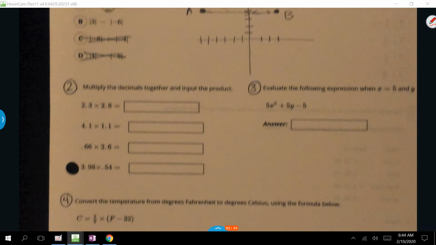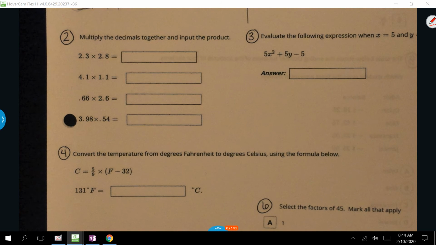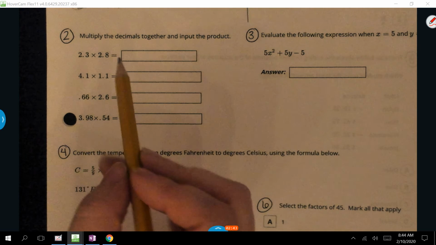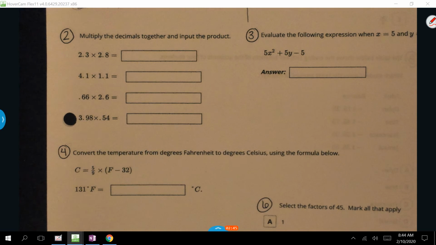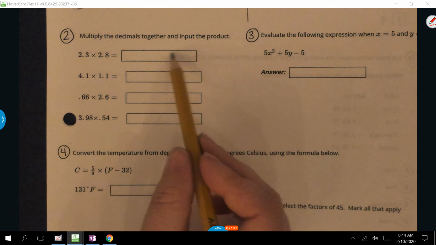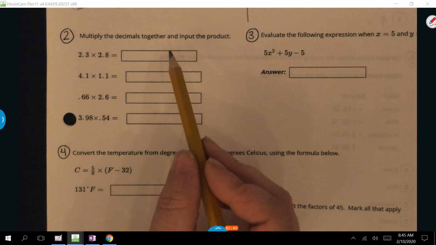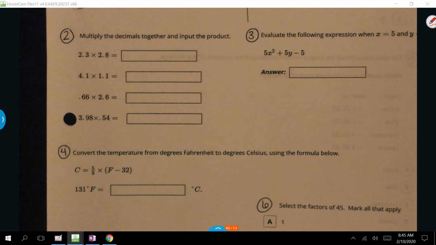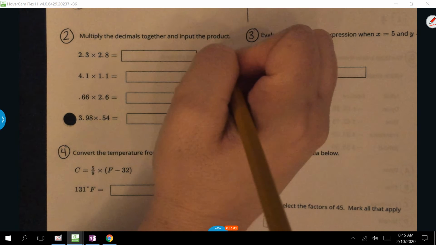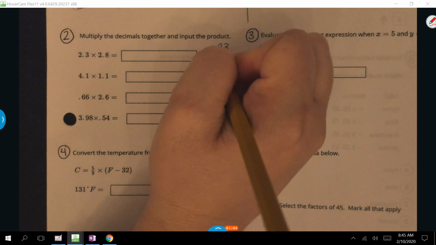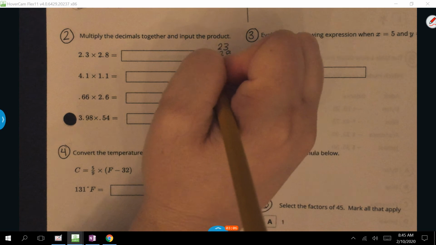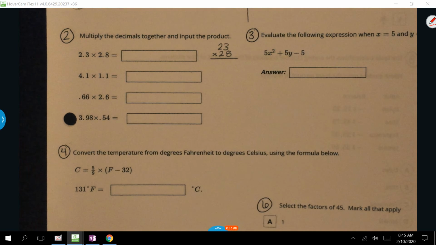All right. Let's look at number 2. Again, we're not using calculators. For number 2, it says multiply the decimals together and input the product, which just means write your answer in the box. So when I'm multiplying decimals, what was one of the tips that I told y'all? Danny? Put the decimal in. We're not even going to write the decimal in there. So we're going to do 23 times 28. Y'all okay with that?